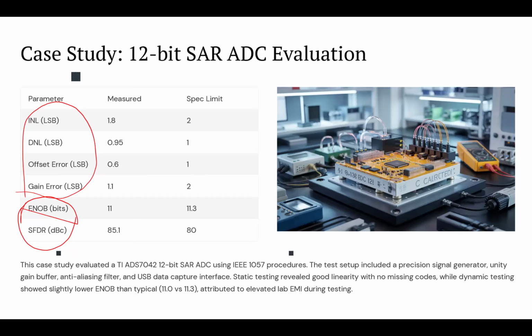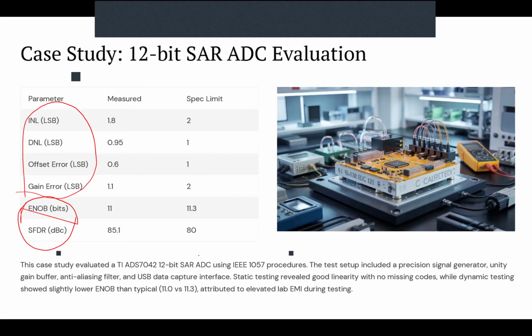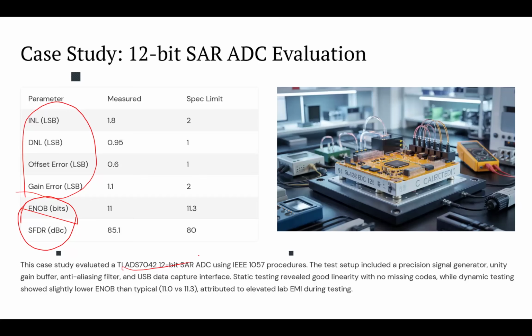Typically, this type of ADC shows 11.3 bits. So it shows that the specific model that we test has a slightly lower resolution than even an average typical SAR ADC. Okay, so this is one of the shortcomings for this specific test that we run. Now, pay attention.